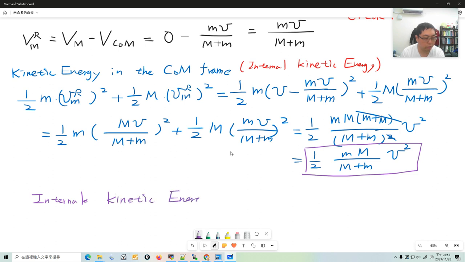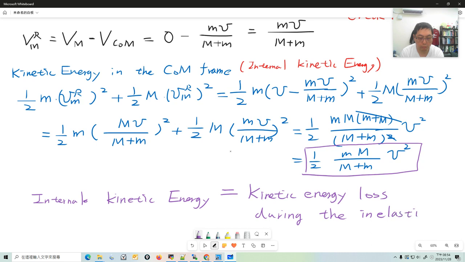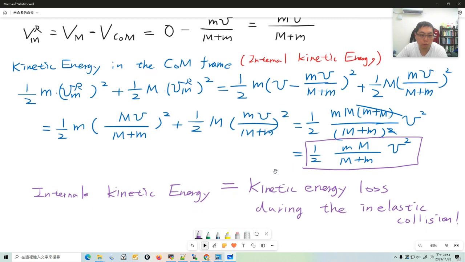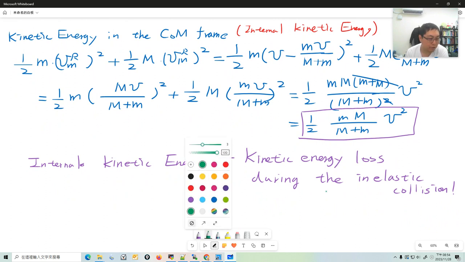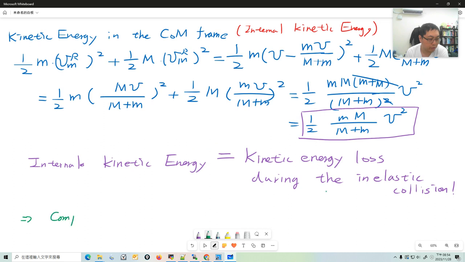the internal kinetic energy is equal to the kinetic energy loss during the inelastic collision. Okay, so if you find the internal kinetic energy is equal to the kinetic energy loss during the inelastic collision, we will give this inelastic collision a name. What's the name? It's called complete inelastic collision.